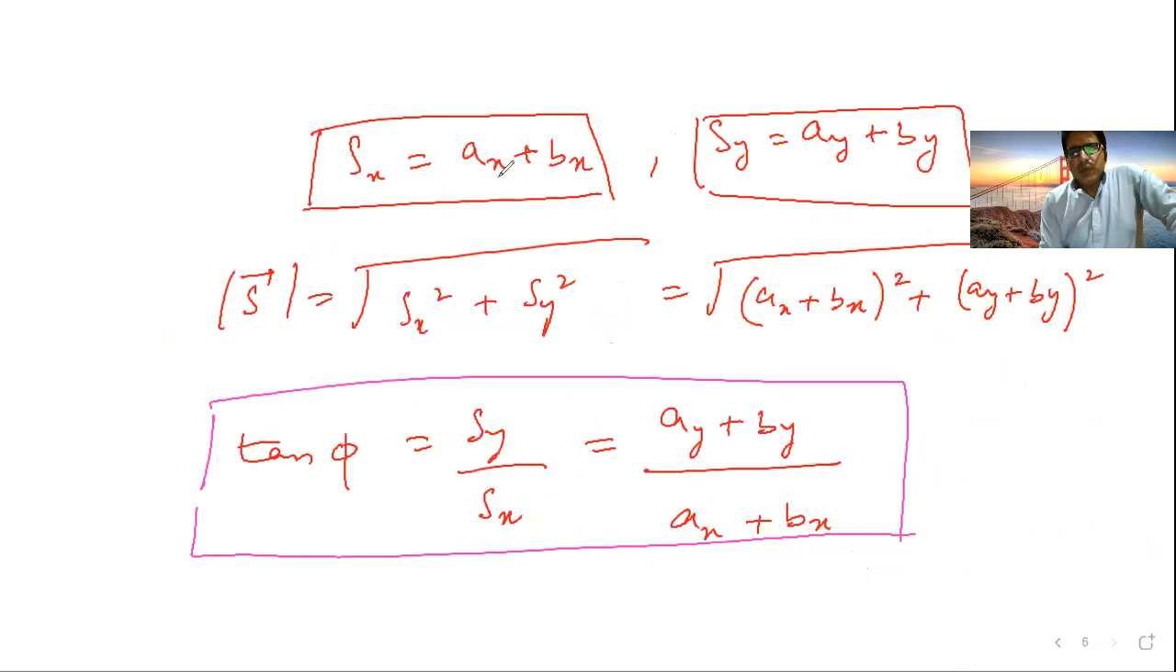Knowing the components of a and b, I can find the magnitude of the resultant using this relation. And knowing the components of a and b, I can find the direction of the resultant. This is how we add vectors using components, the component method.